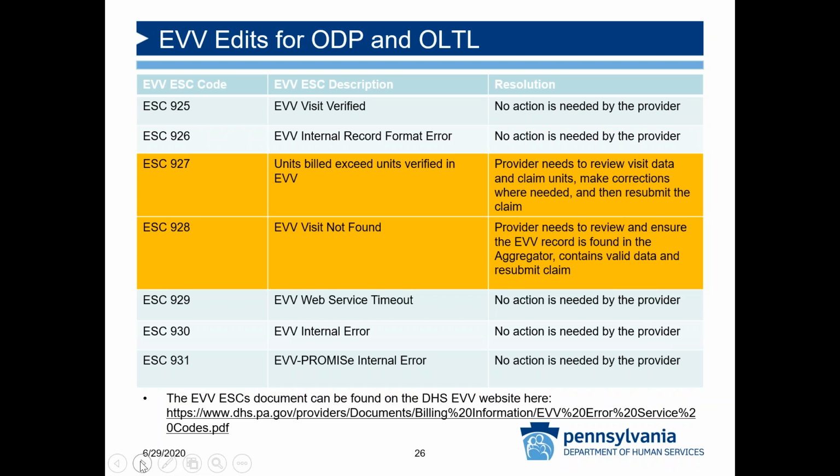So just a little bit more detail on the 928. ESC 928 posts under the following conditions. The first is that there is no EVV data found in the DHS aggregator at the time the claim was processed. Or the second condition would be the visit is not in a verified status. Or the third is a mismatch was found between the date of service, the recipient ID, the procedure code, or the provider's MPI on the claim versus what is in the EVV record. So providers not yet sending EVV data to the aggregator would see all of their claims post as ESC 928. And we want to remind you that the EVV ESCs document can be found on the EVV website with the link here.